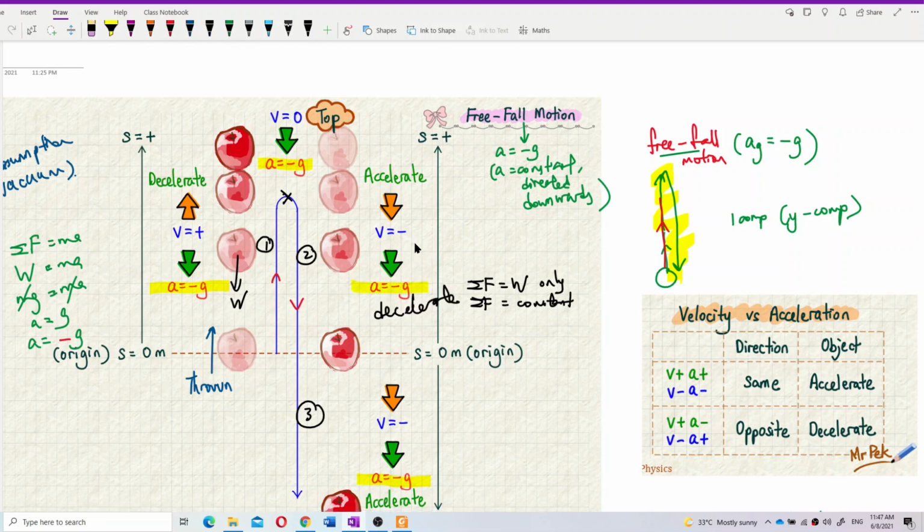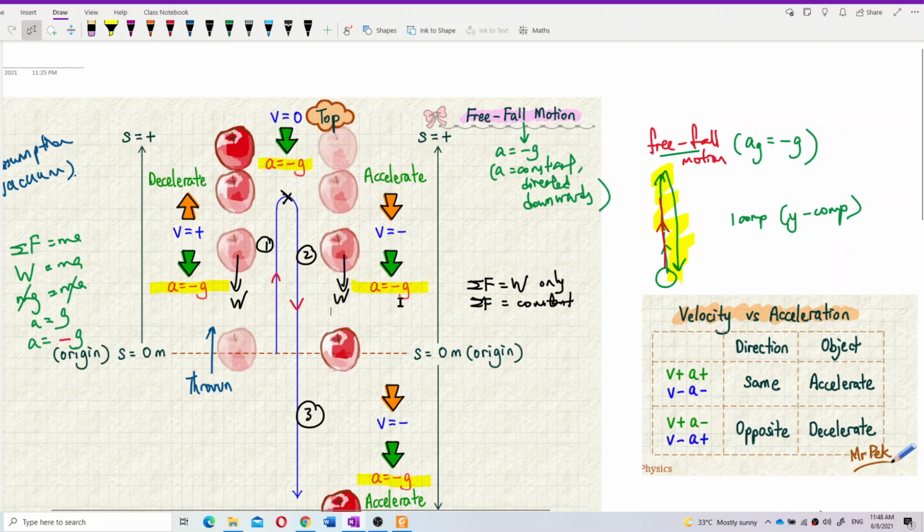Okay. So the acceleration is downward because it follows the weight. Weight is downward also. All right. So now you see, velocity is going down. Acceleration is also downward because the weight is downward. It's like the object is going down, and the weight is pulling it down further.